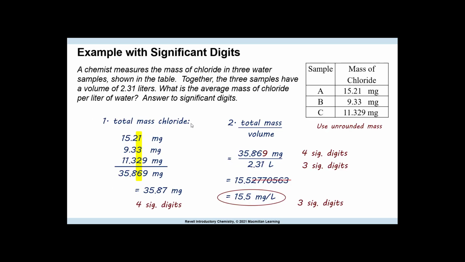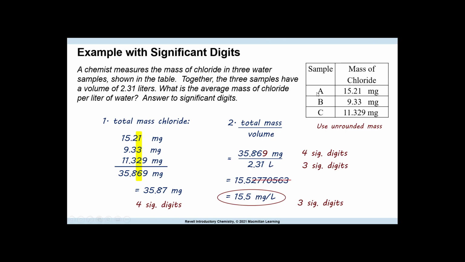All right, so let's do a problem that has both. A chemist measures the mass of chloride in 3 water samples shown in the table. Together, the 3 samples have a volume of 2.31 liters. What is the average mass of chloride per liter of water? There's that per. So this means mass per liter of water. So I'm going to have a unit above and I'm going to have a unit below.